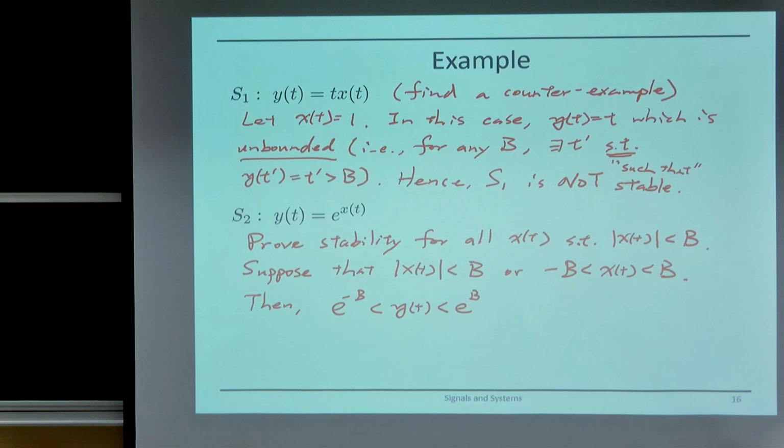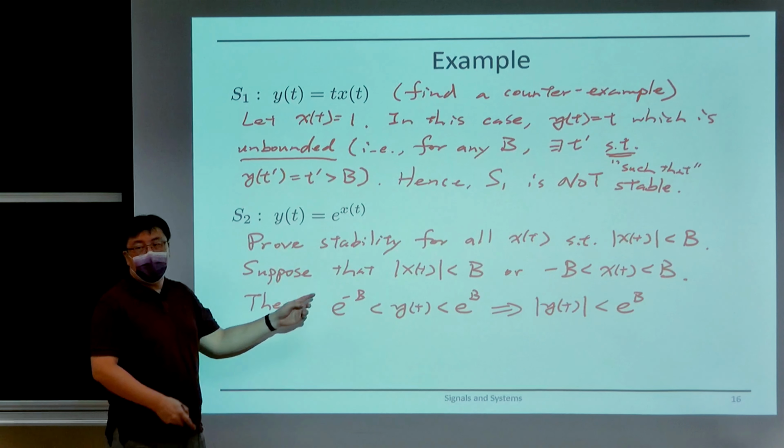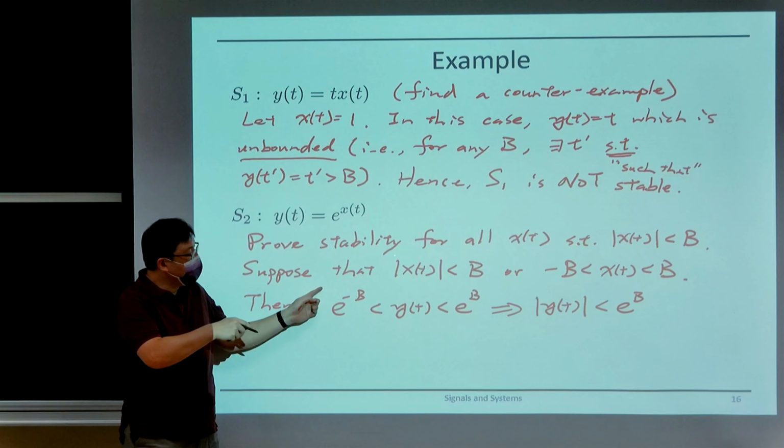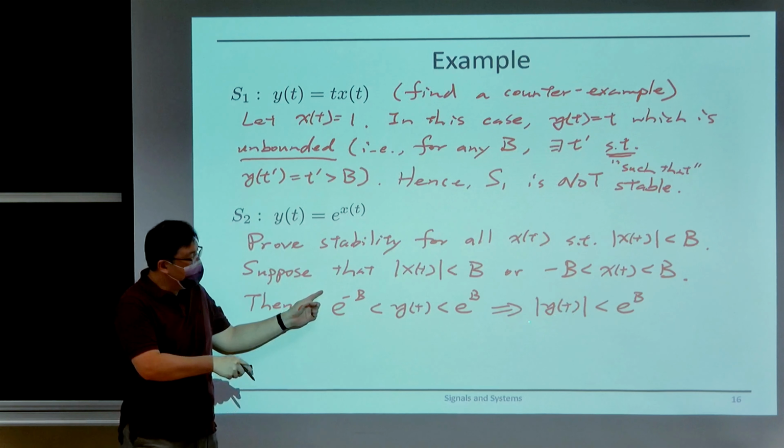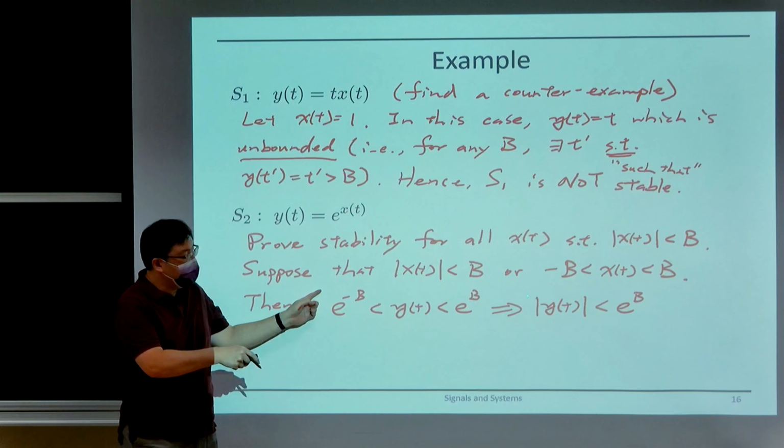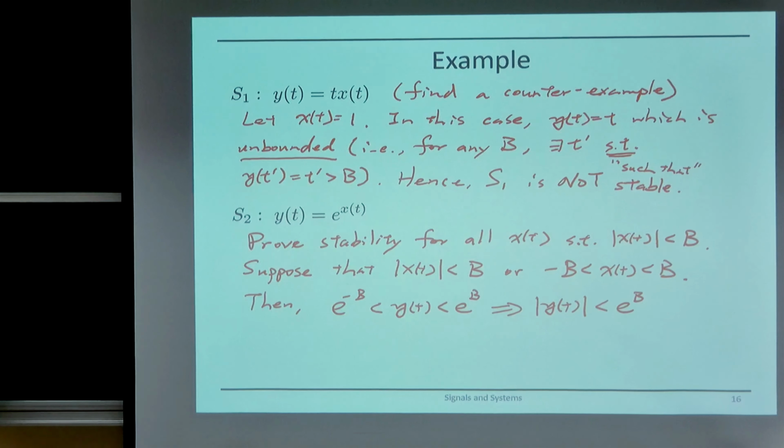to the power b. Okay? So consequently, this y of t, the absolute value of y of t, must be less than e to the power b. Okay? So we've shown that any bounded input will lead to a bounded output. Okay?